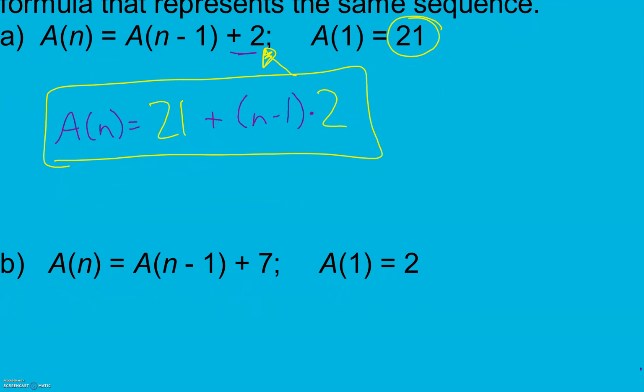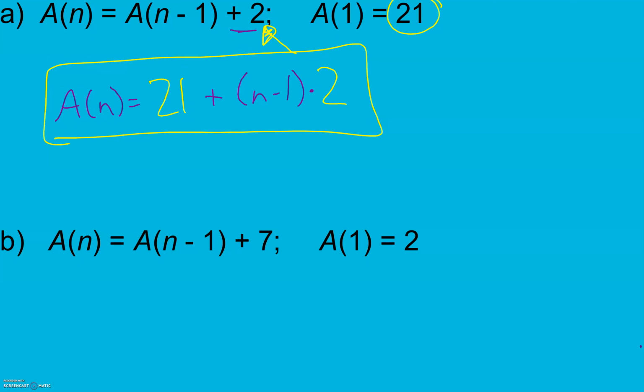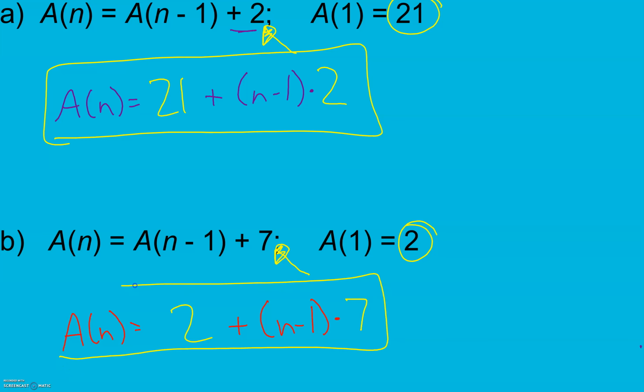Again, feel free to pause and give B a try. Recursive formula is a of n equals first term plus n minus 1 times our common difference. Here, first term is 2, and our change every time, that common difference, is what we add every time in a recursive and multiply by in an explicit. And that is our explicit formula.